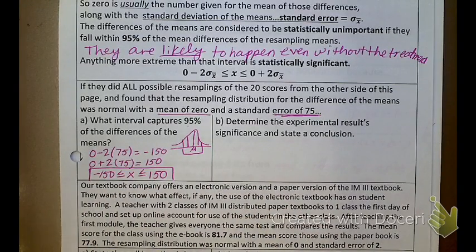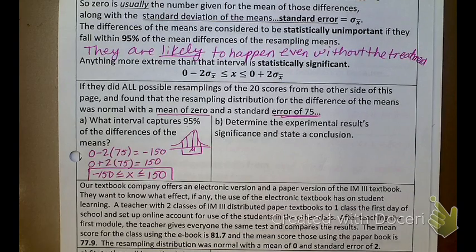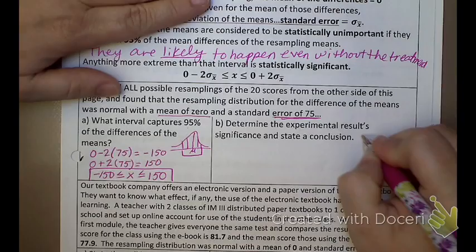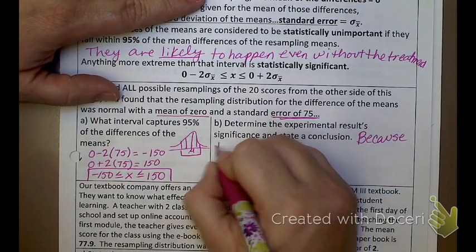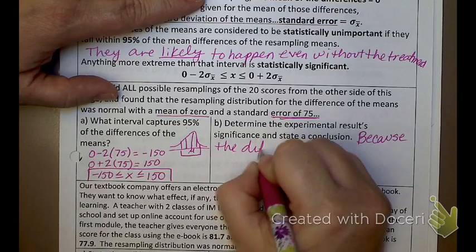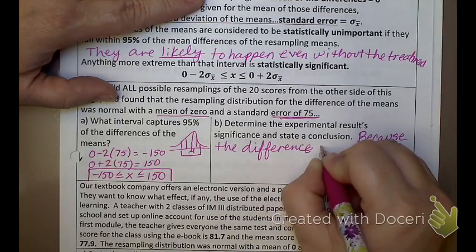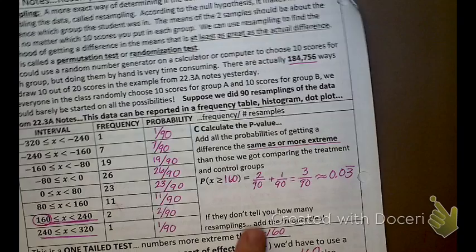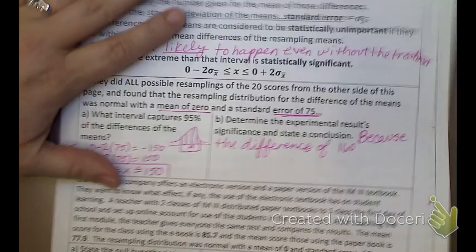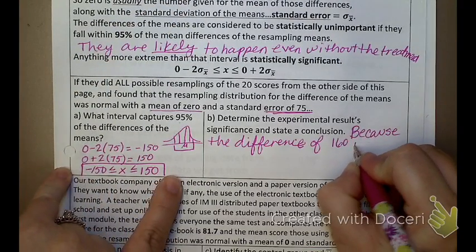Determine the experimental result's significance and state a conclusion. Because the difference of 160 that we got in our trial over here, remember the 160, is beyond the reasonable range.